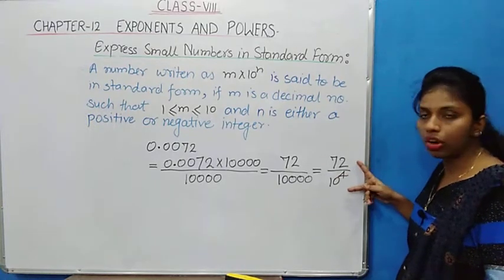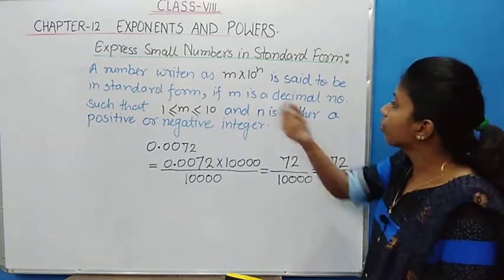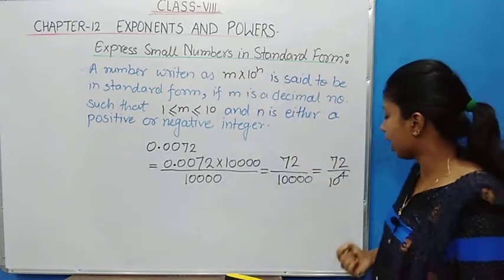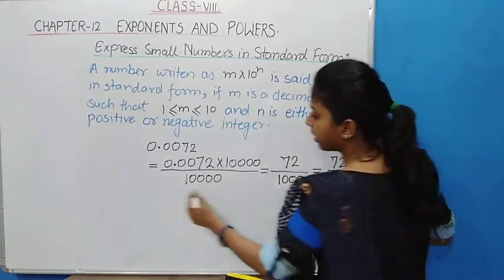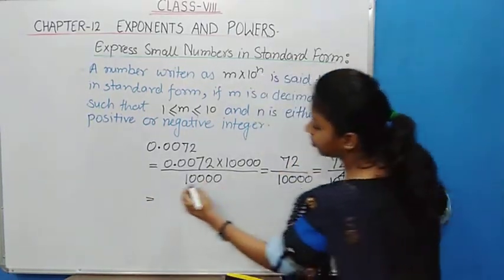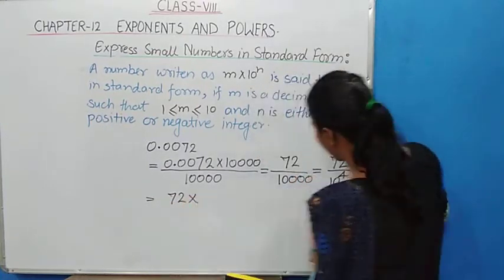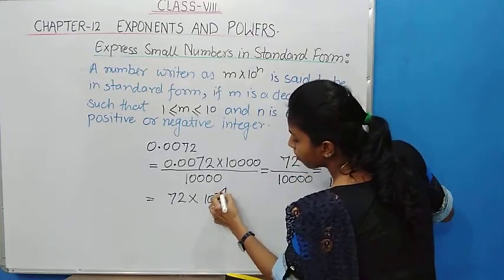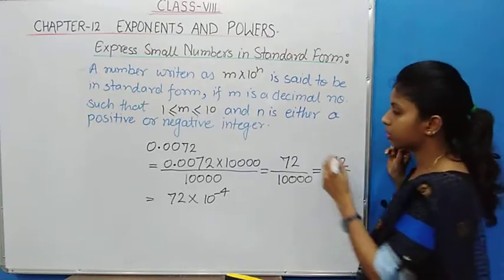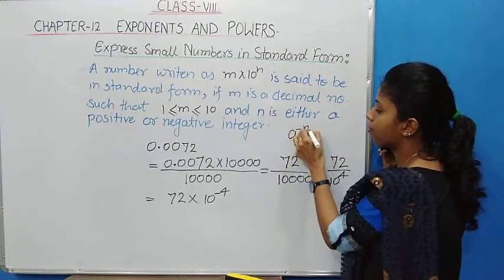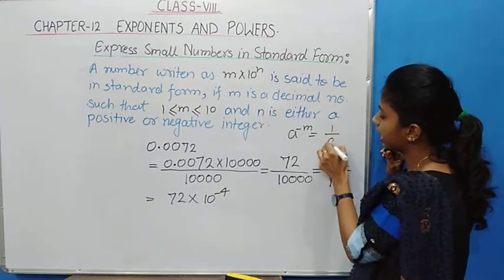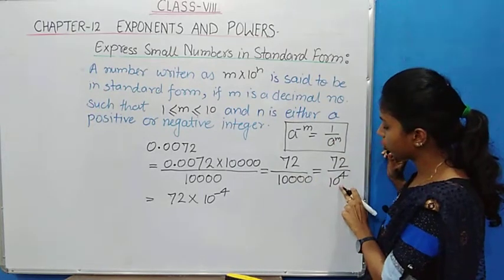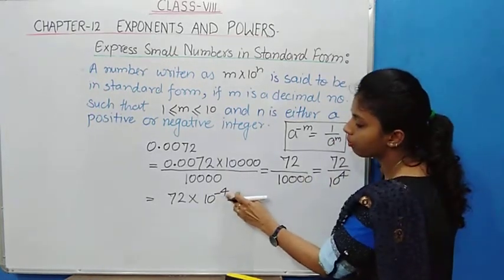Now that thing we already know, but here our standard form is in the form of m into 10 raised to power n. So we can write this as 72 into 1 by 10 to power 4, which can be written as 10 to power minus 4, because we know our law of exponents that a to power minus m is equal to 1 by a to power m. So by using this, we can write this 1 by 10 to power 4 as 10 to power minus 4.